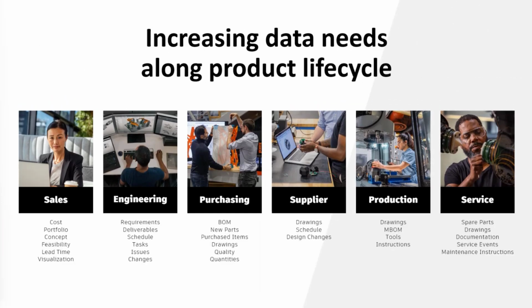But along the way, there are increasing data needs along the product life cycle, where every department works with different types of files and documents. For example, sales works with cost portfolios, and engineering works with 3D models, drawings, deliverable requirements, and managing changes and tasks day in and day out. Purchasers confirm the parts they want to purchase, the quantity and the quality. Suppliers, production, and services all have their own concerns.